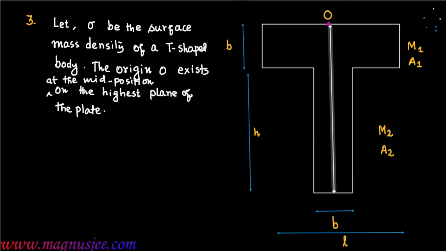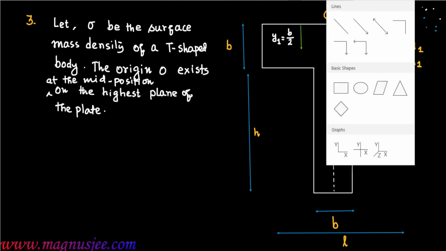Now we can draw the axis of this T-shaped plate. This is an imaginary axis denoted by a dotted straight line. The horizontal part has the center of mass C1 as shown in the figure. C1 is the center of mass of the horizontal part of mass M1 and area A1. Similarly, the distance of this center of mass C1 from the origin is Y1, and Y1 is equal to B by 2.